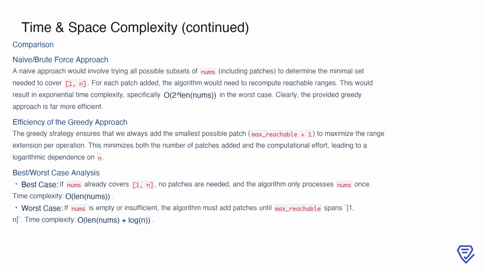In terms of best and worst cases, the algorithm performs optimally when nums already covers 1 to n, requiring no patches and simply iterating through nums in O(len(nums)). In the worst case, where nums is empty or insufficient, the algorithm must add patches until the range is fully covered, resulting in the combined time complexity of O(len(nums) + log n).